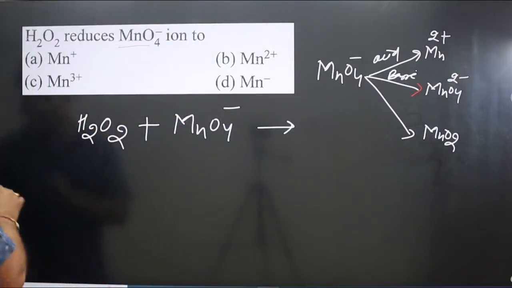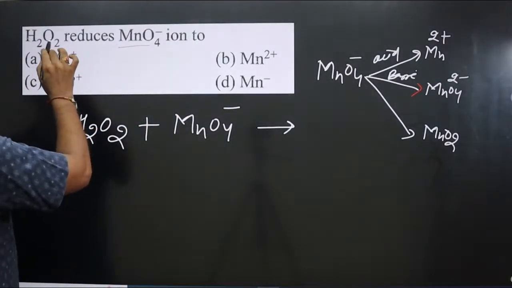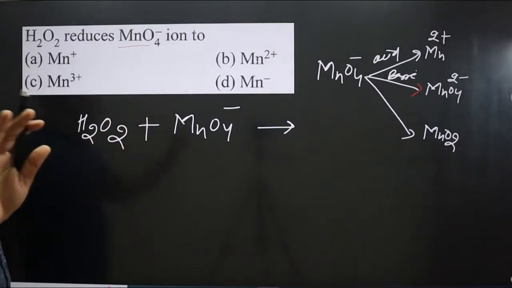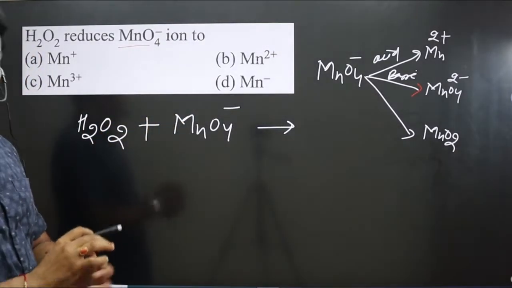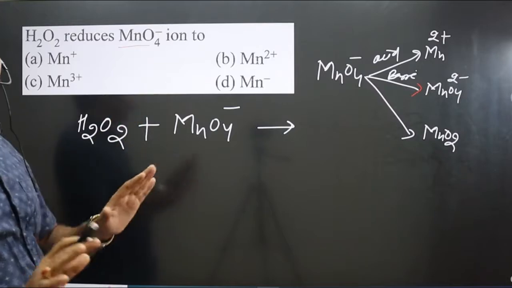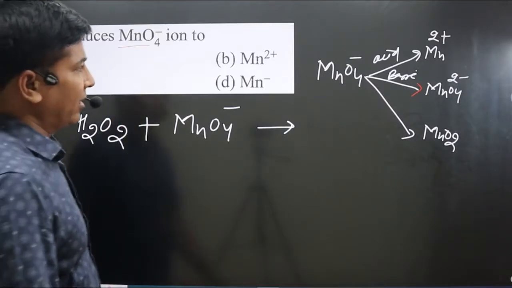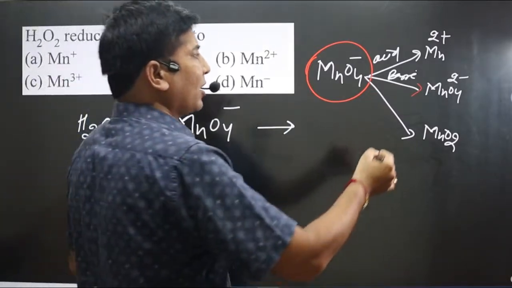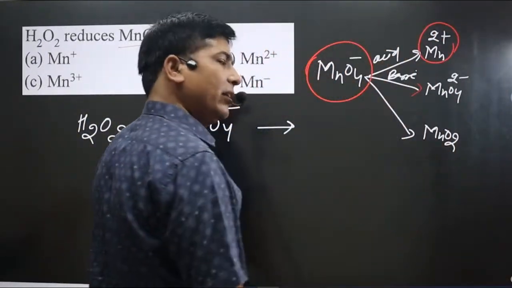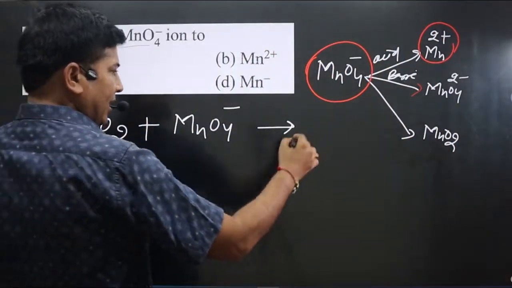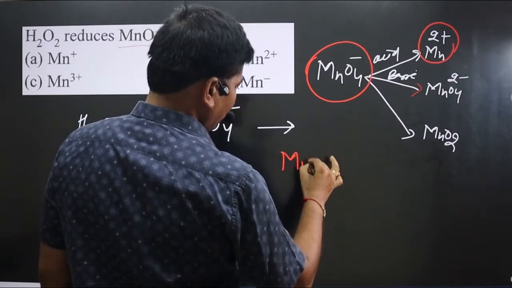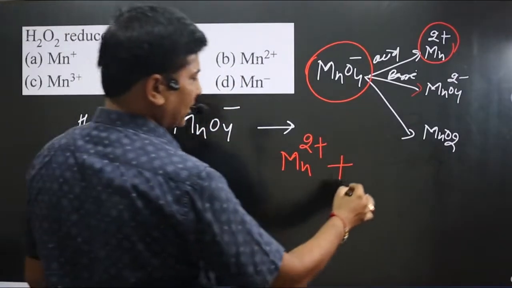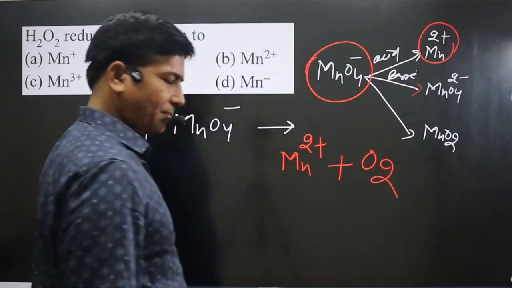If you look at the question, you can see hydrogen peroxide reduces permanganate ion to... It does not talk about medium. So we assume this reaction is taking place in acidic medium, and permanganate ion participating in acidic medium always converts into Mn2 plus. So in this case the product we are supposed to get is Mn2 plus, and hydrogen peroxide will convert into oxygen gas.